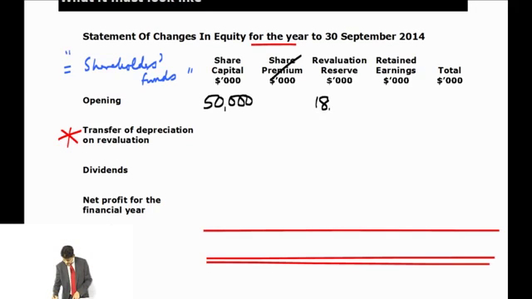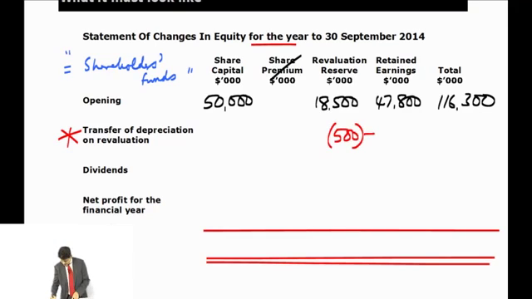The revaluation is 18.5. The retained earnings is 47.8, and the grand total is 116.3. The revaluation special transfer is where you take something out of here and you push it into here. How and why I explain in the notes, so don't worry about that. Dividends, this is your ordinary dividends. That is said to be 2,500. So I'll take that away from here and put it into here as well.